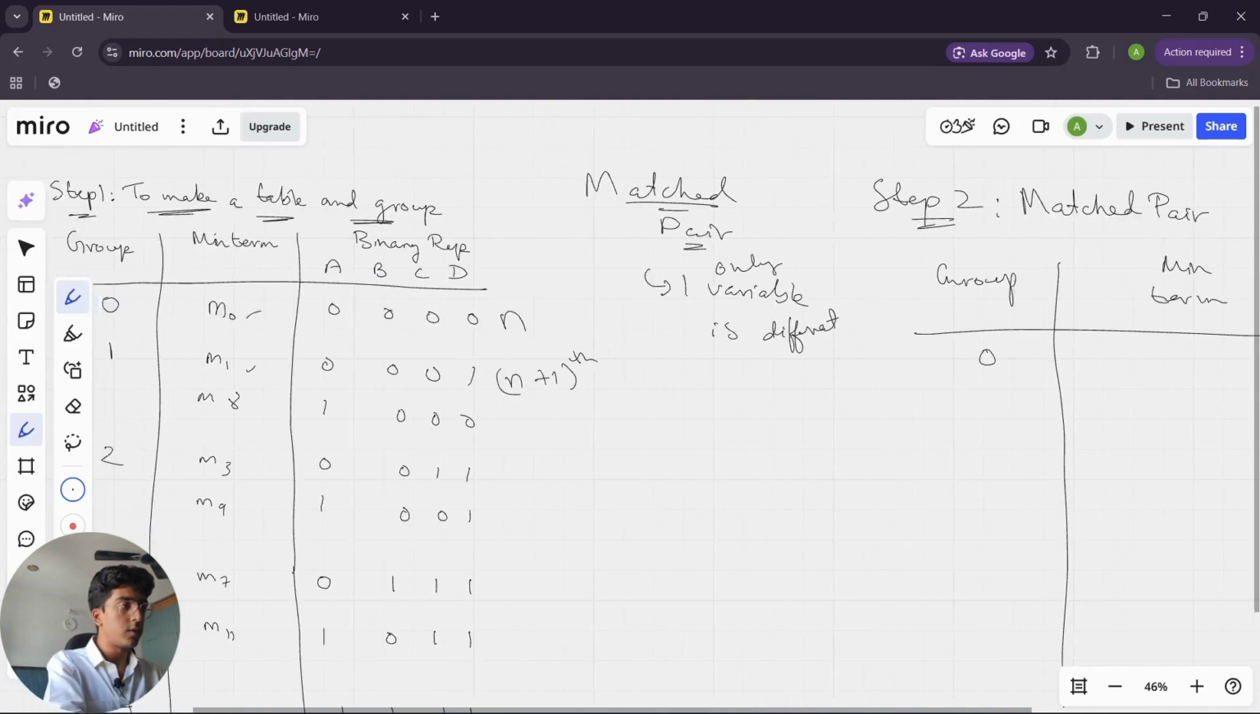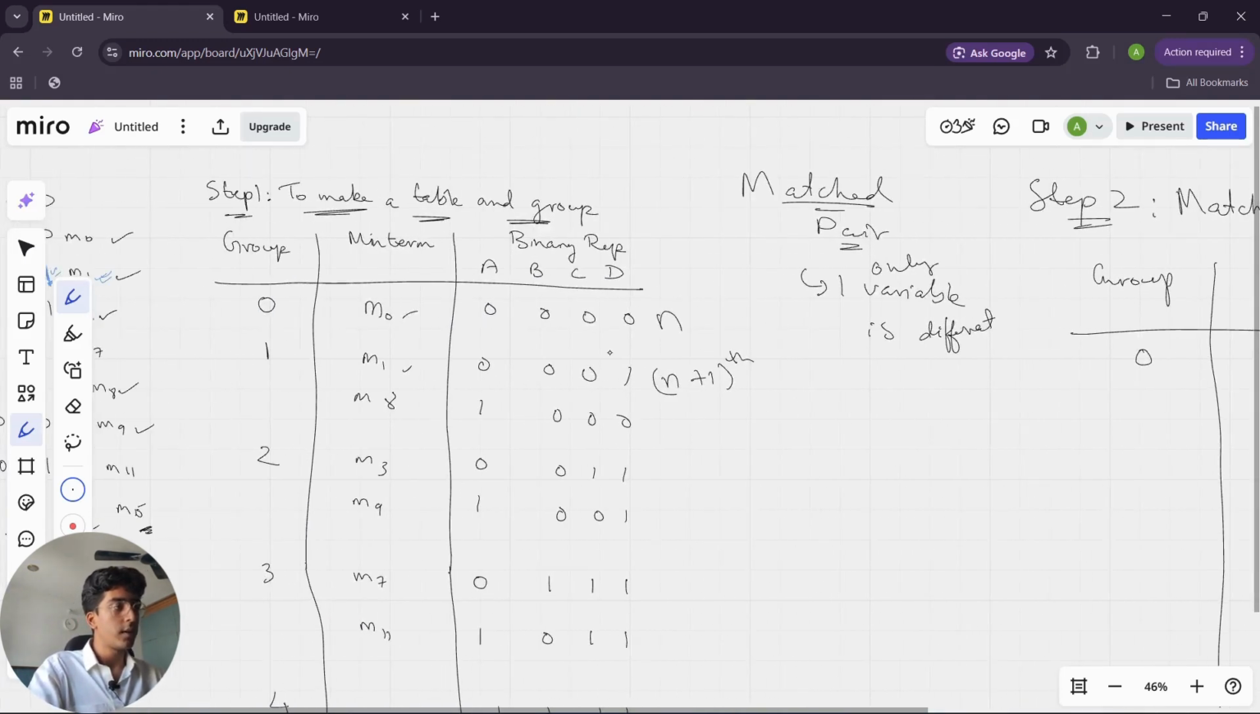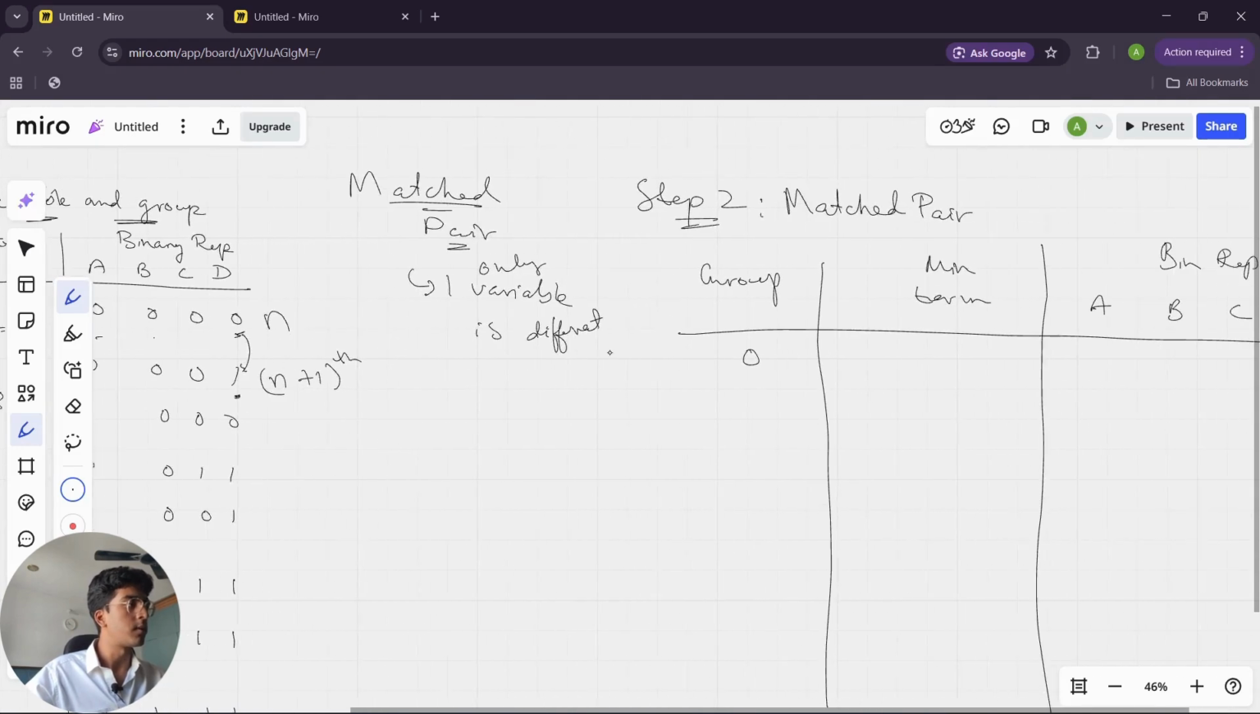Let's take this M0 over here. We'll compare the 0th group with the first group. We'll compare M0 with M1 first. We can see that 0 0 0, they are the same. It's differentiating over here with a 0 and a 1. So this is a matched pair because all the other three variables are the same. Just the last variable, the D variable, the 0 is becoming a 1. So that's why M0 and M1 are a matched pair.